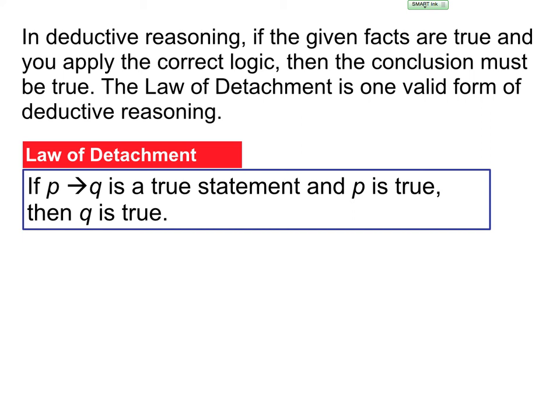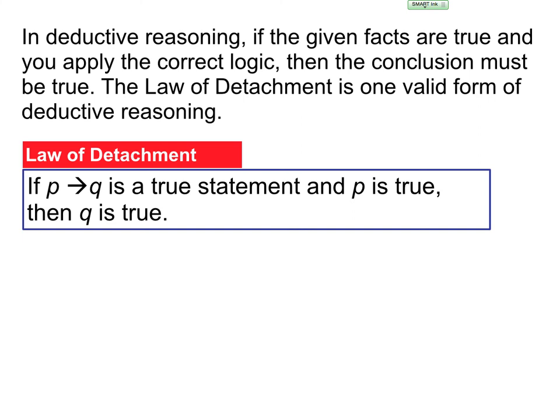Okay? And it says if we have, what's this mean when it's P arrow Q? Like an if-then. Okay, so if we have an if-then that is true, like you couldn't make a counterexample to it, an if-then that is true and the hypothesis is true, then logically the conclusion has to be true.